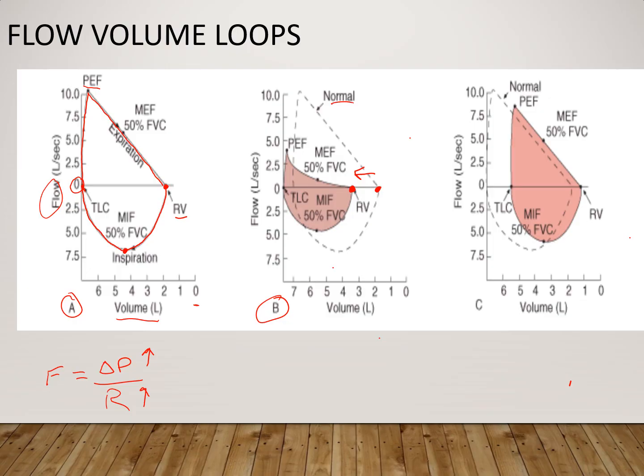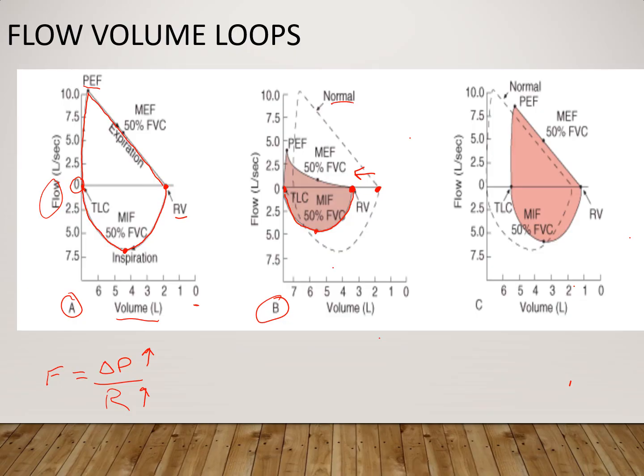So if we look at the inspiration portion of it, again, the downward portion of the graph, the max flow is not as great, again, because we have a lot of obstruction here. All right, back to here, and you'll notice the amount we can move is a little greater than 7 liters there, but the total vital capacity has gone down.